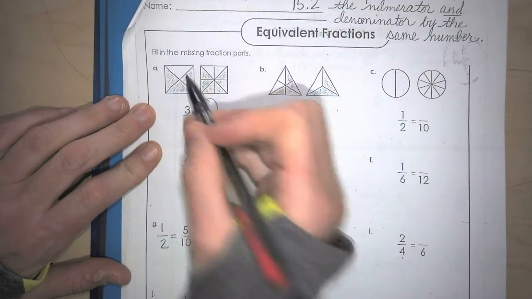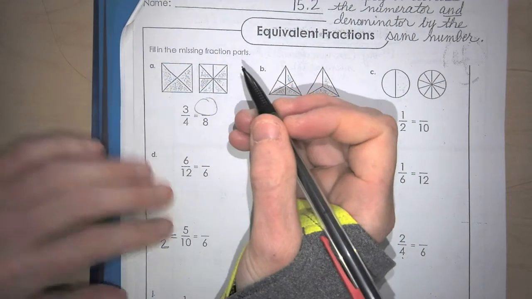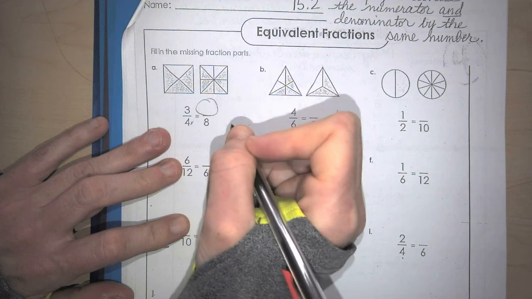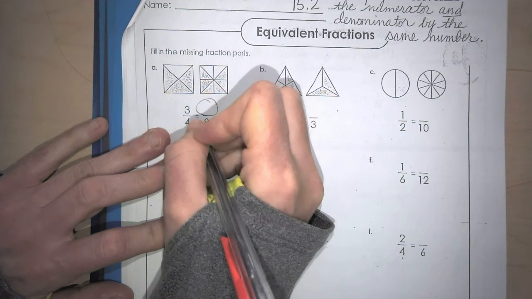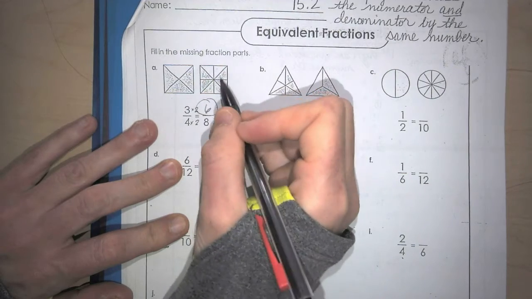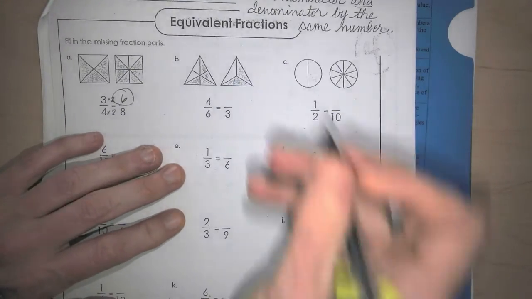So I have 3/4, right? 3 of the 4 colored in. This one is divided into 8. I can count, I can use the pictures, or I can multiply. So I know 4 times what gets me to 8? 2. 3 times 2 gets me to 6. And I can check my answer now. 1, 2, 3, 4, 5, 6 are colored in. Yep, got it. This one I'm dividing.